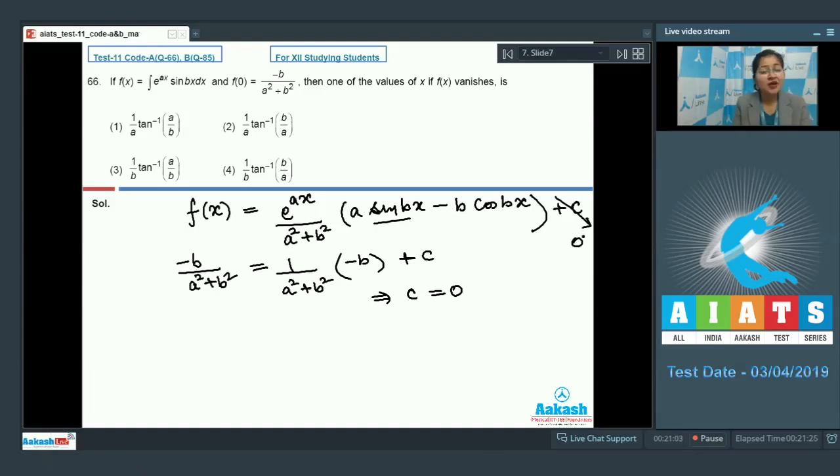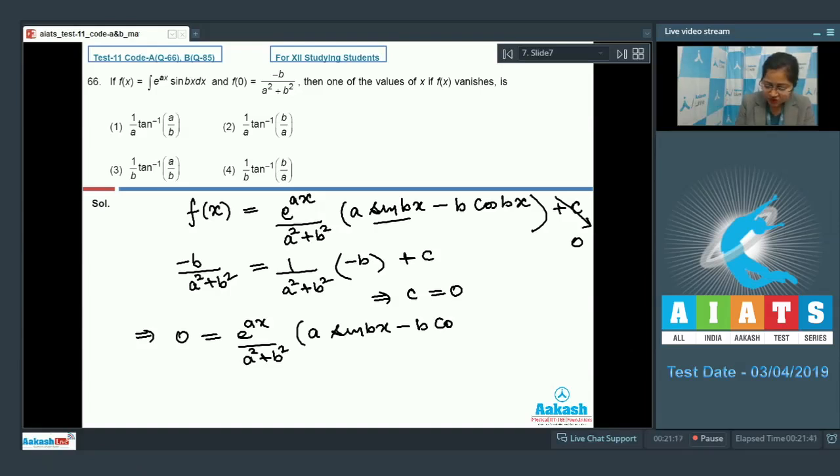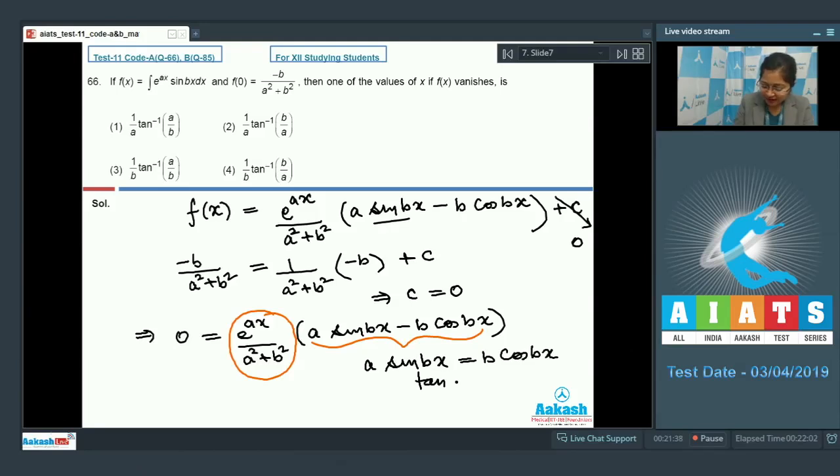Now we have to find the value of x where f(x) vanishes. Now let's put f(x) equal to 0. So 0 is equal to e raised to the power ax upon a square plus b square into a sine bx minus b cos bx. Now this term can never be 0, so we can say that this term is equal to 0, that is a sine bx is equal to b cos bx. That is, the value of tan bx is equal to b upon a. Hence we can say that the value of x is equal to 1 by b into tan inverse b by a. That is, the correct answer will be option number 4.